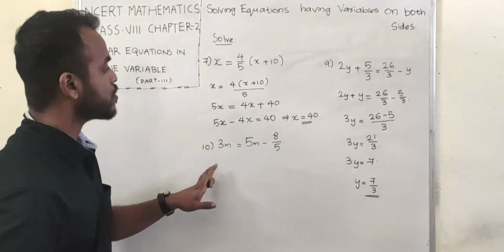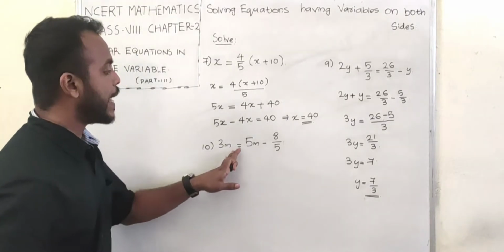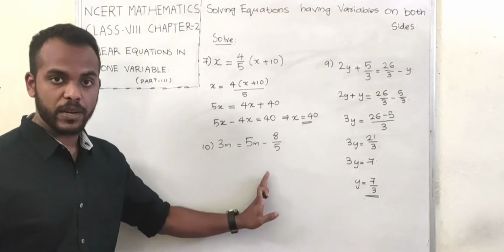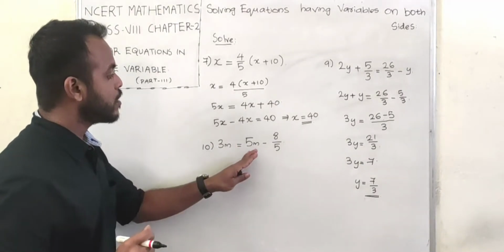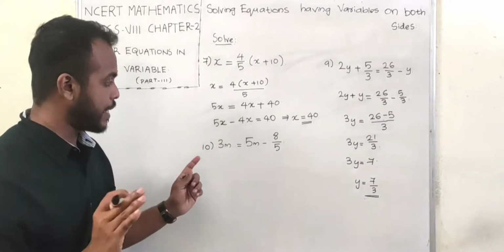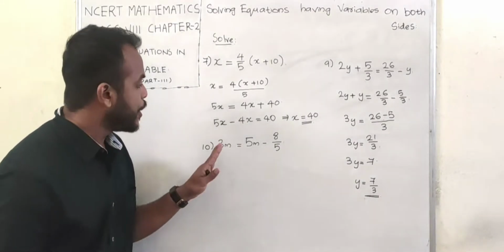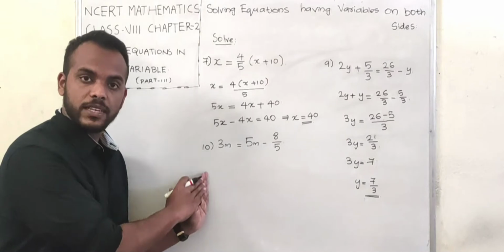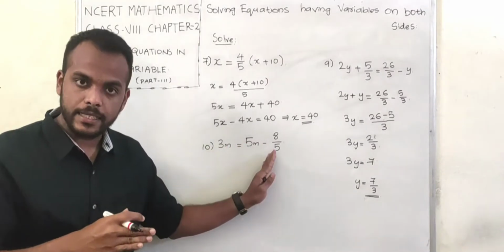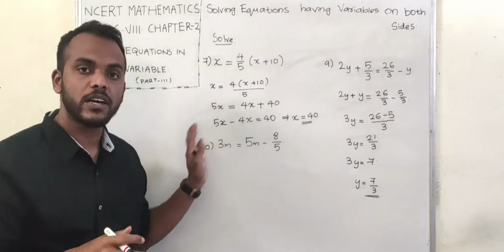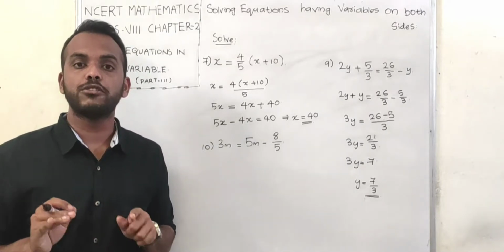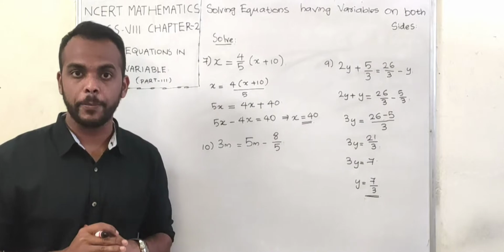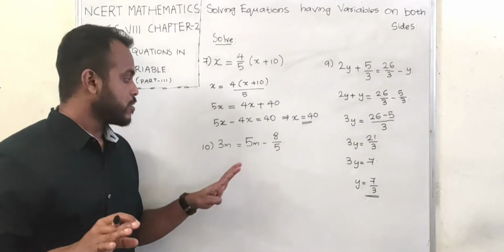Now moving on to the last question of this exercise. 3m is equal to 5m minus 8 by 5. To do this one, I would recommend you do it in your own way, in any way. You can either take this 5m to the left hand side or 3m to the right hand side by taking minus 8 by 5 to the left hand side. Any way is possible, but never forget to change the symbol appropriately. Otherwise it will be wrong.